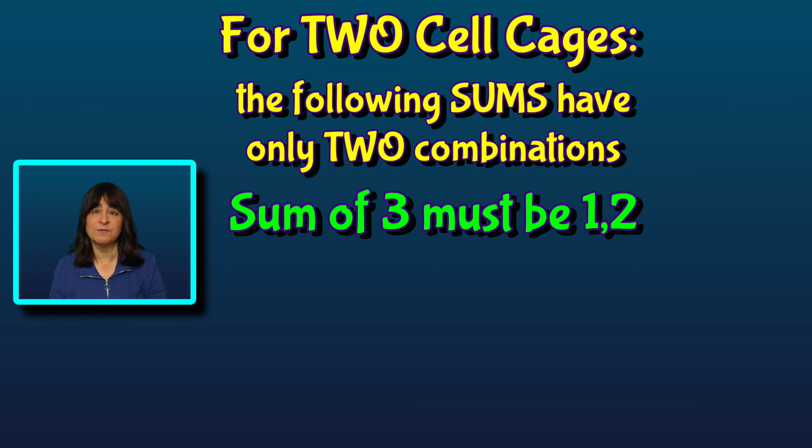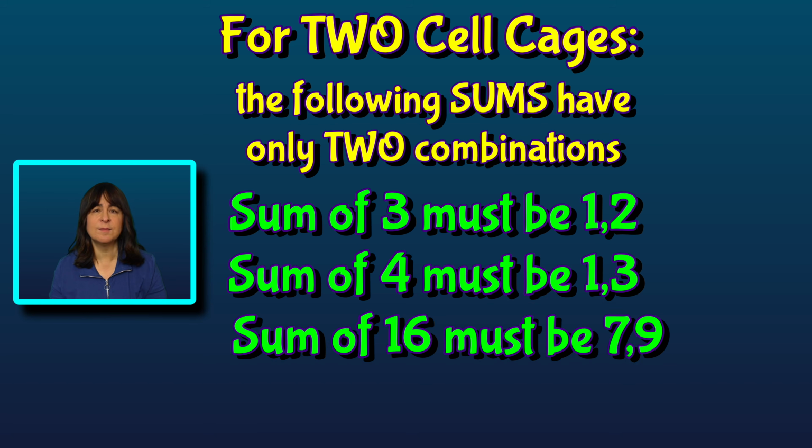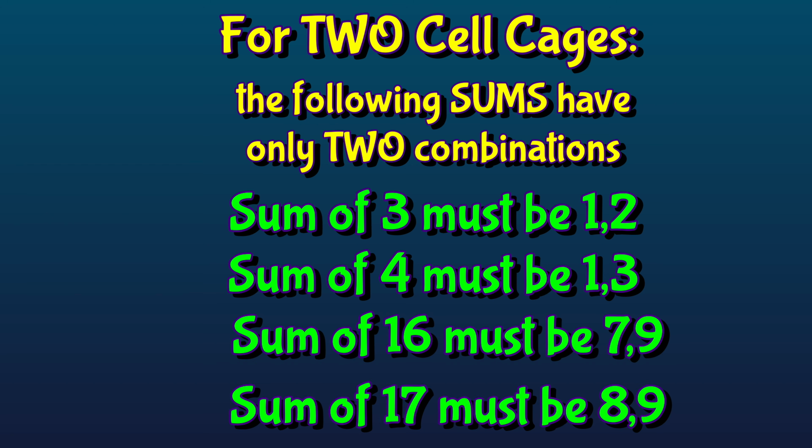If you see a sum of 3, it can only be a 1 or a 2. A sum of 4 can only be a 1 or a 3. A sum of 16 can only be a 7 or a 9. And a sum of 17 can only be an 8 or a 9.